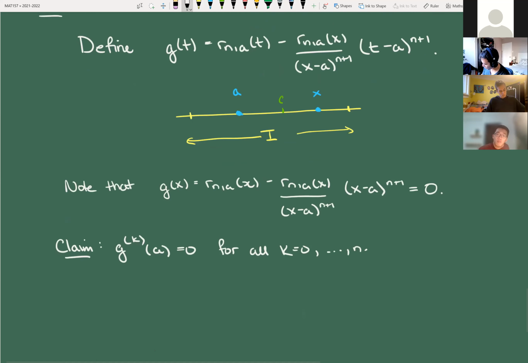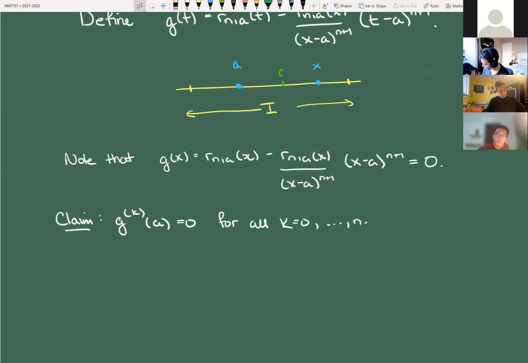And let's check that. That's not too crazy. So first of all, I don't really want to do this inductively, but at the very least, let's check g of a by itself. So let's check the k equals 0 case on itself, and then we'll differentiate and see that it does work out. So g of a, what are we going to get?